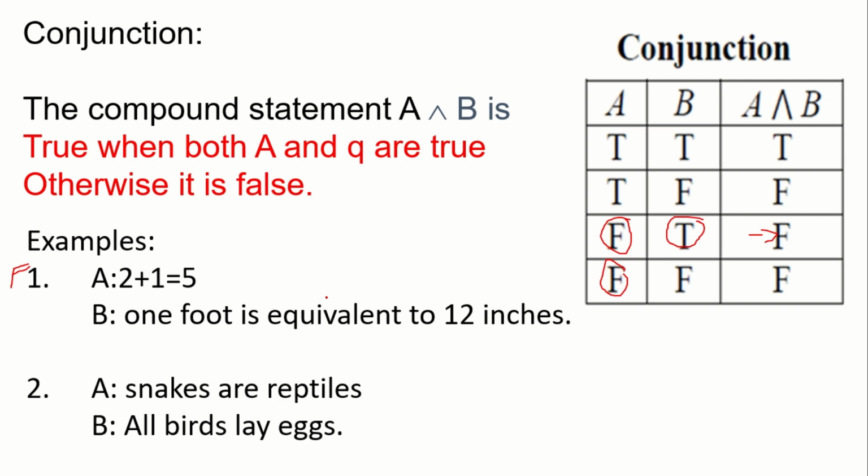Number 2, snakes are reptiles. True. And all birds lay eggs. So for snakes are reptiles, we have true. But we need to consider B, all birds lay eggs. So this is false, because not all birds lay eggs. There are male birds and other types of birds that don't lay eggs. So the overall statement is false.